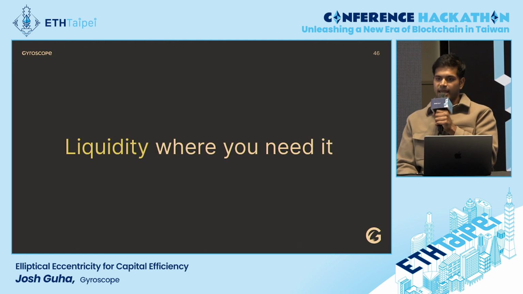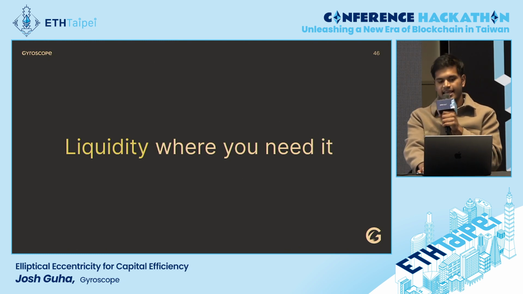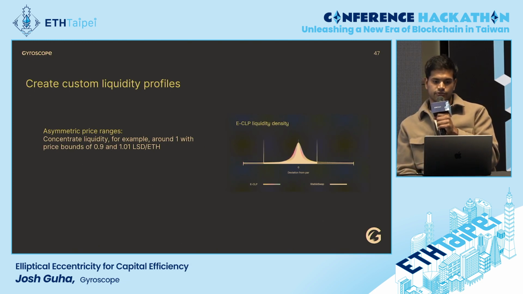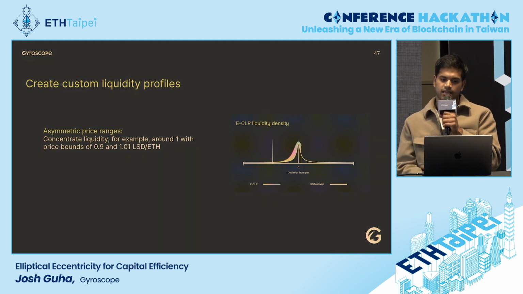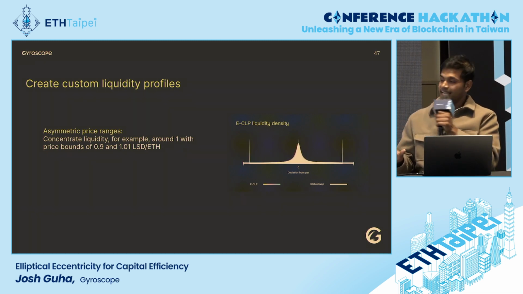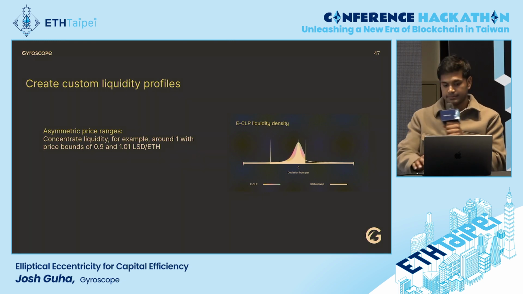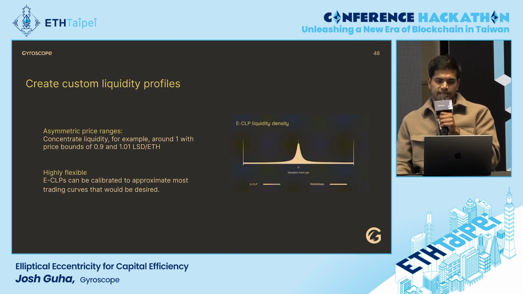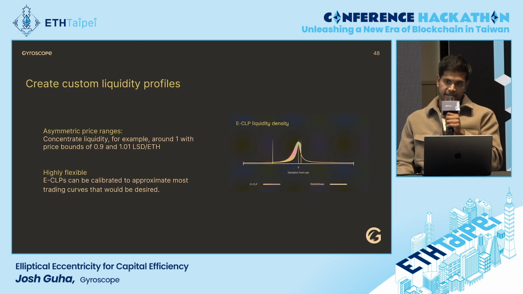Okay, so let's discuss some of the benefits of the ECLP. First, liquidity where you need it. So unlike stable swap, the ECLP's asymmetric price ranges allow it to unevenly distribute liquidity within its finite concentrated range. So for example, where prices are bound from above by 1 and from below by 0.5, but are expected to trade mainly around 1, the ECLP can unevenly distribute liquidity at the upper end of its trading range. Using the curve of an ellipse allows highly customizable liquidity profiles. In fact, the ECLP can be calibrated to approximate almost any trading curve that would be desirable.